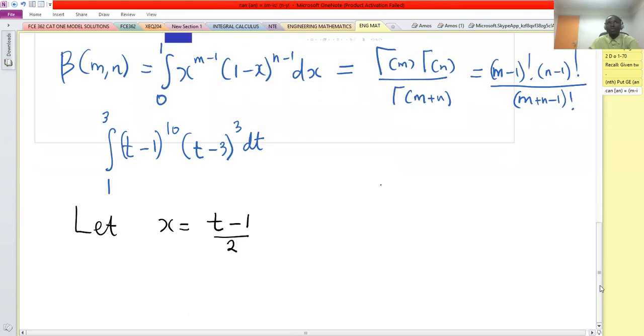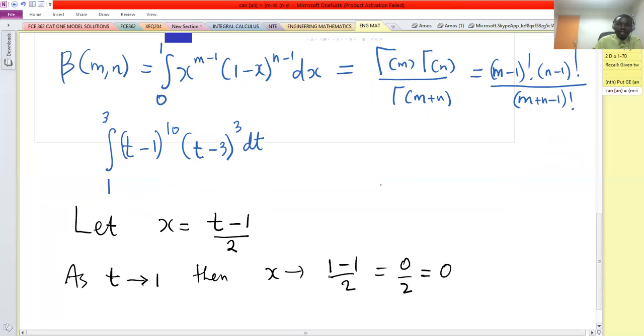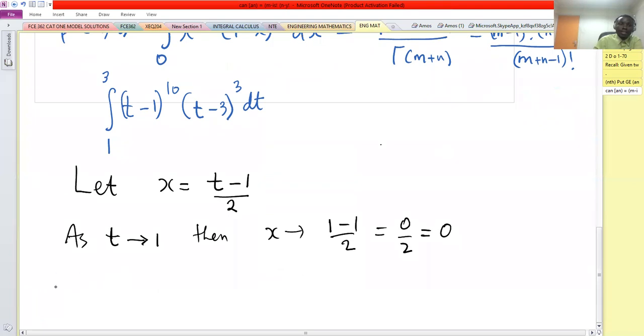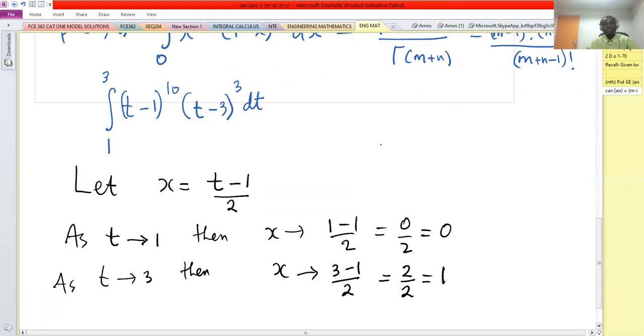Remember the new transformation that you do should ensure that the limits are also adjusted so that they conform to the standard form. So let's check whether this will work. As t approaches 1, x approaches (1 minus 1) over 2, which is 0 over 2, which is 0. And that is what you expect to get. Then as t approaches 3, x approaches (3 minus 1) divided by 2, which is 2 over 2, which is 1. So this transformation will ensure that our limits are now converted into standard form.